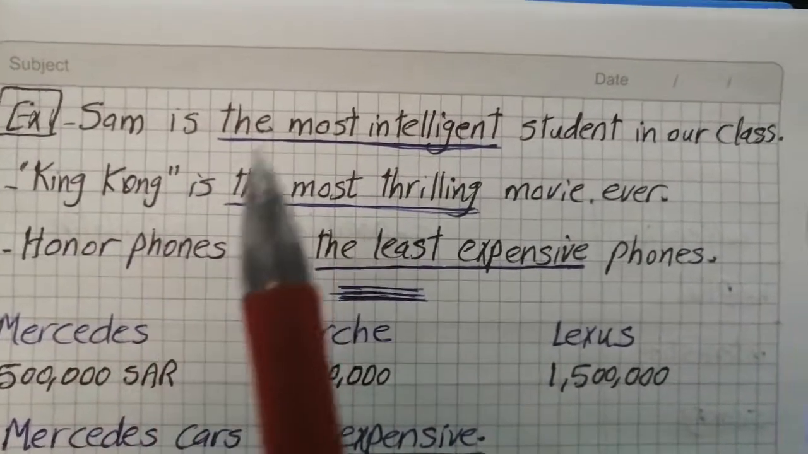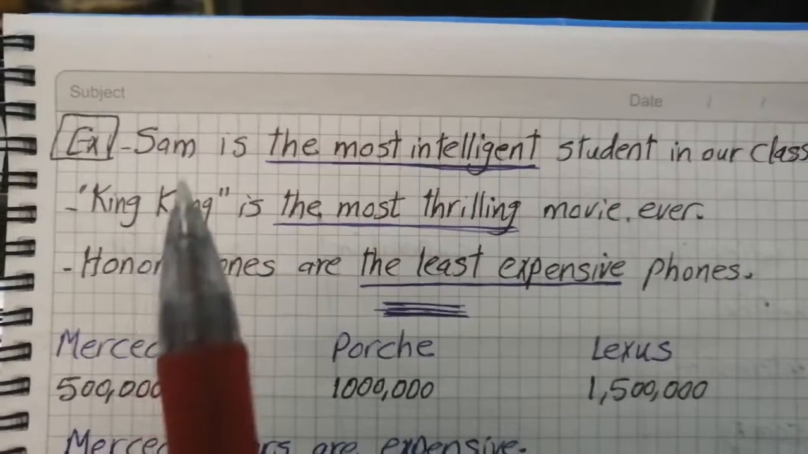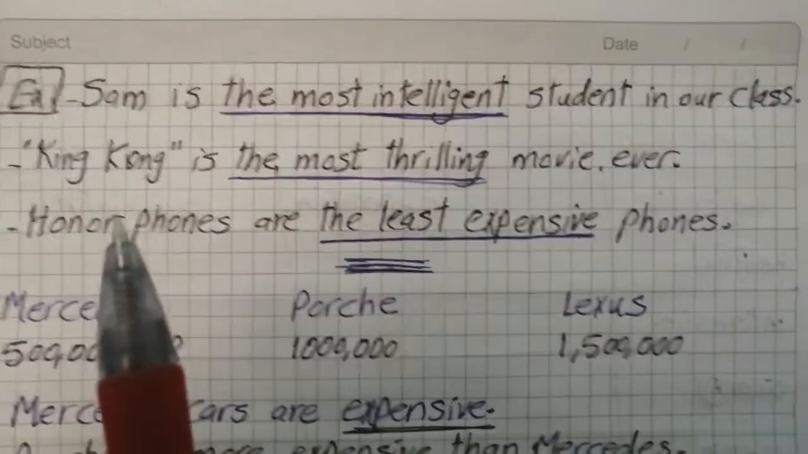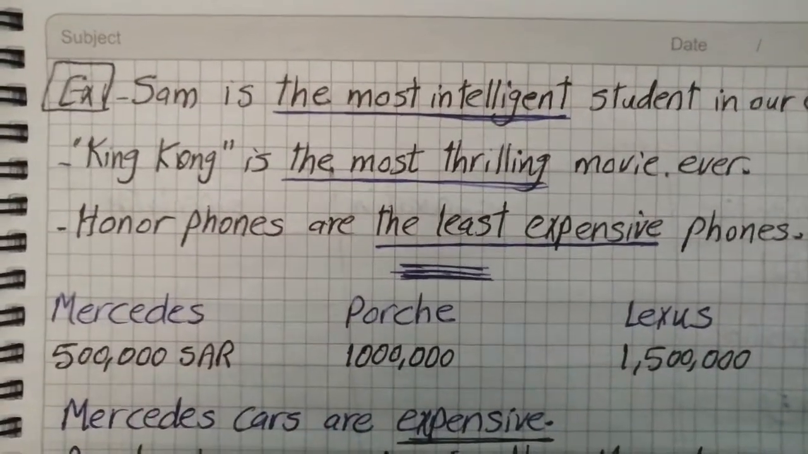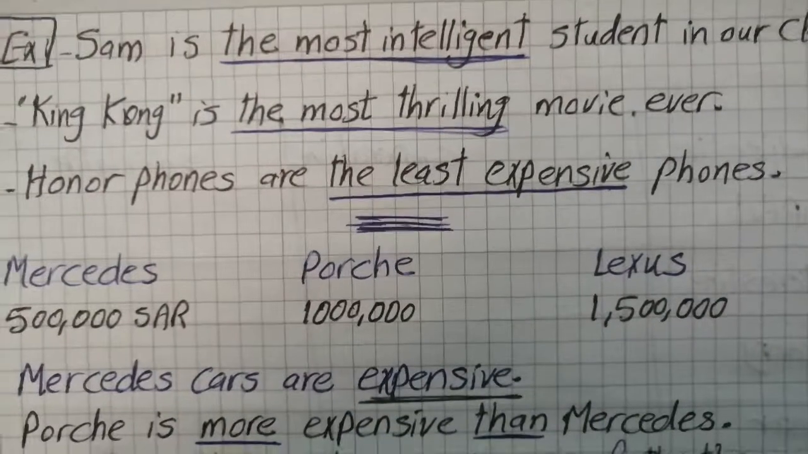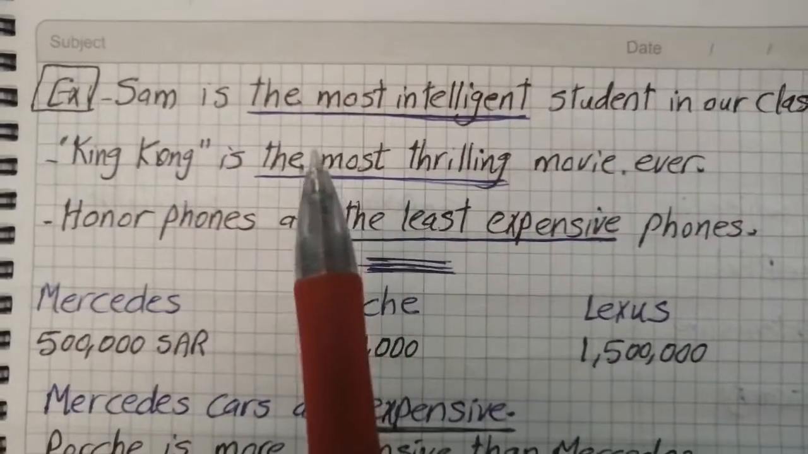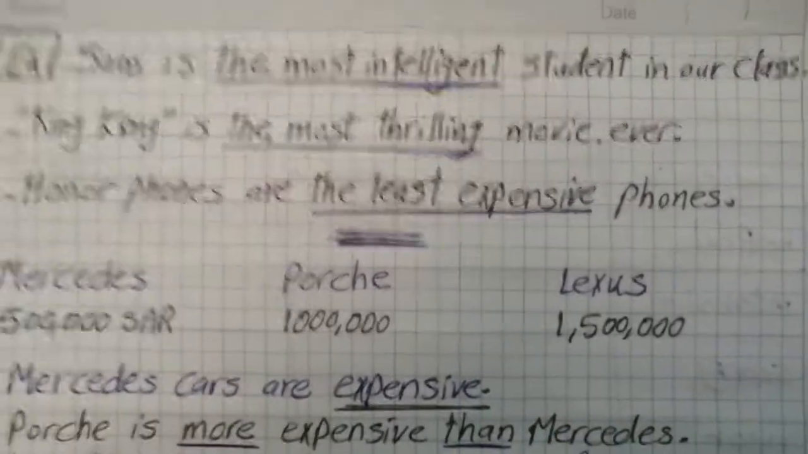King Kong is the most thrilling movie ever. I'm comparing the movie King Kong to the rest of the movies. Also, Honor phones are the least expensive phones. I'm comparing Honor phones and the rest of the phones. So this is the superlative form. As you see, I use most, or least, if I'm forming a superlative adjective.